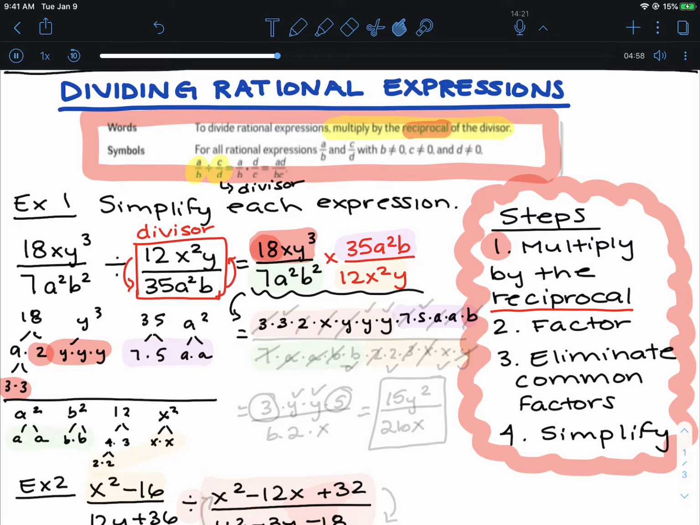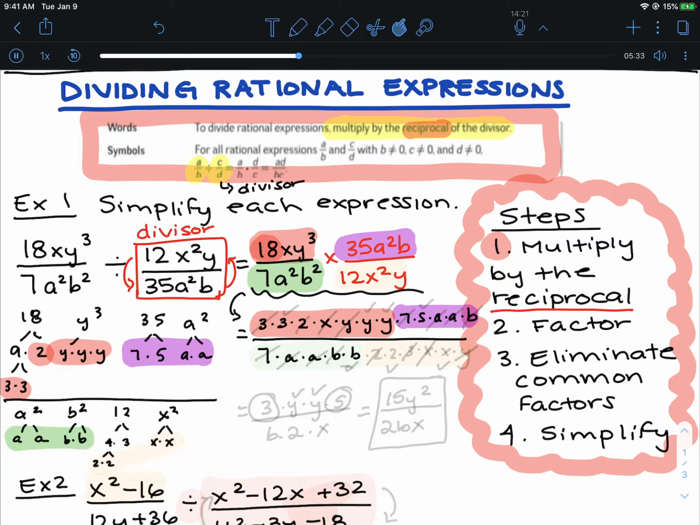And that right there is going to be for the second part, which is this right here. Okay. And now moving on to the denominator, which is going to be the 7, and then the a squared, which is a times a, and the b squared, which is b times b. Okay? So then that right there would be this part. And that right there would be this part. And the 7 can't be simplified any further.